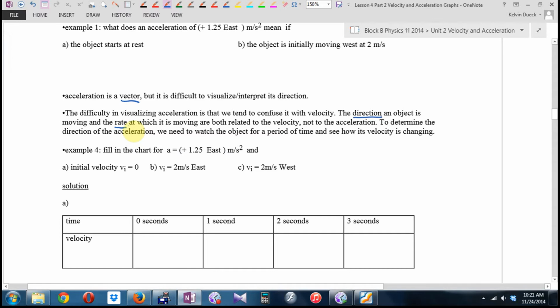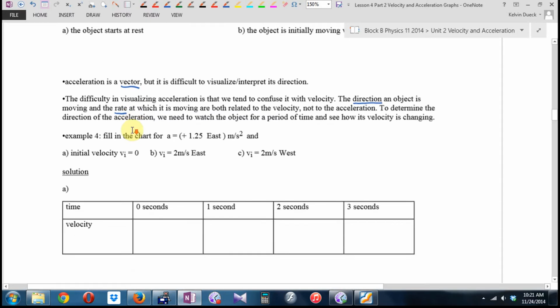To determine the direction of the acceleration, we need to watch the object for a while and see how its velocity is changing, because acceleration is the change in velocity. We're going to start out doing this with a chart. And then hopefully by the end of this lesson, if not next class for sure, I can give you the nice, short, wonderful equations where we go from charts and graphs and 2 pages of work to 2 lines of work. But you are going to need a good calculator.